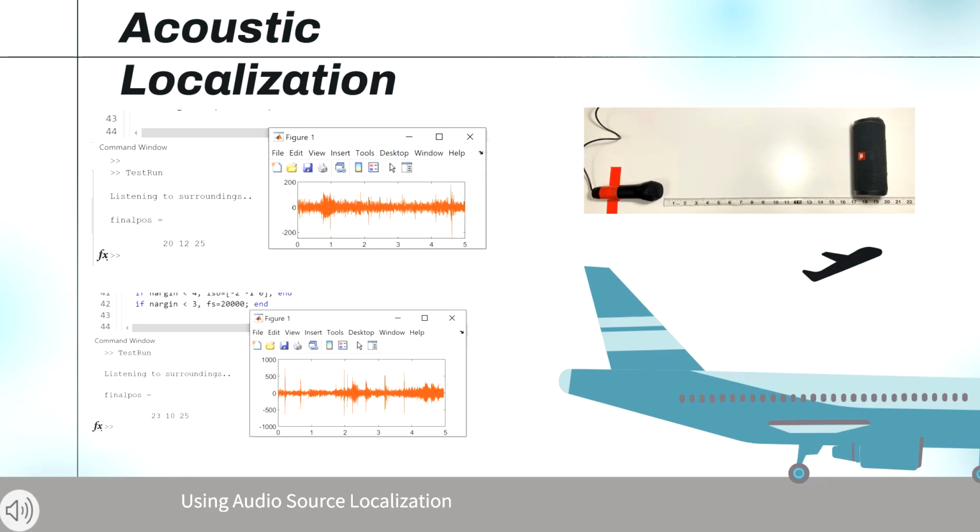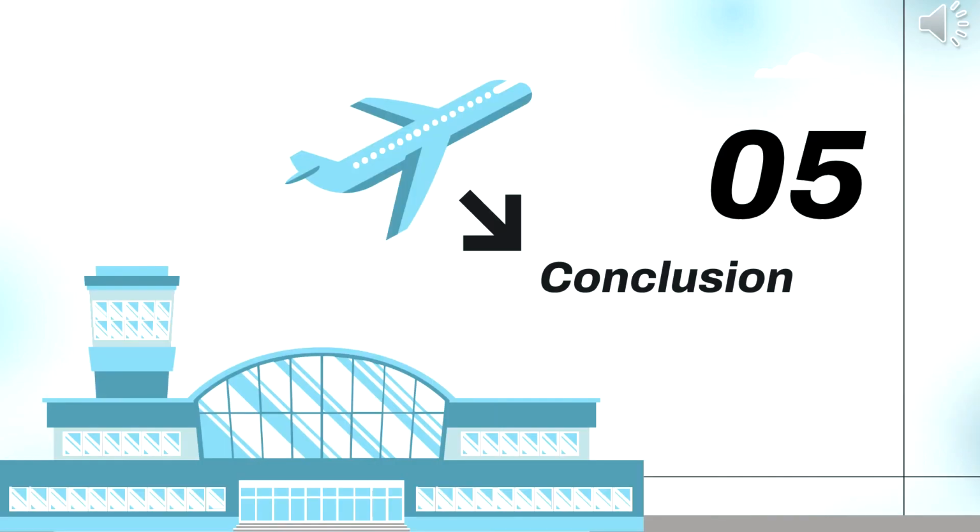For acoustic localization, given the setup of the mic arrays, an audio source was placed at a known and measured location. Two trials were conducted with different volume levels. The system successfully localized the object in both scenarios.